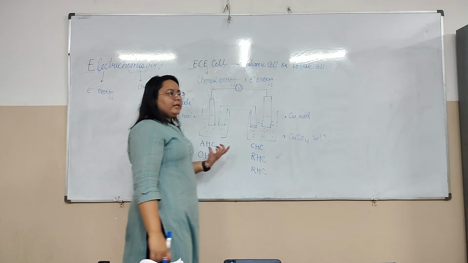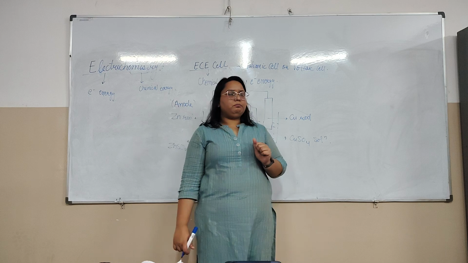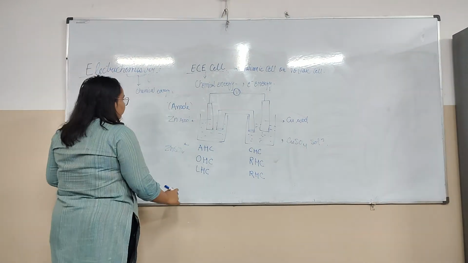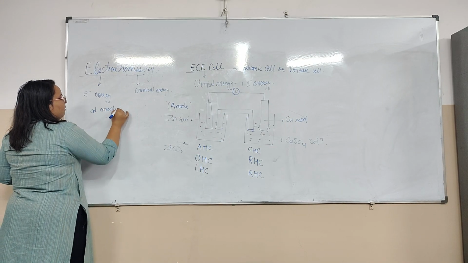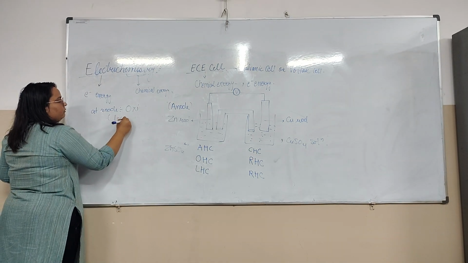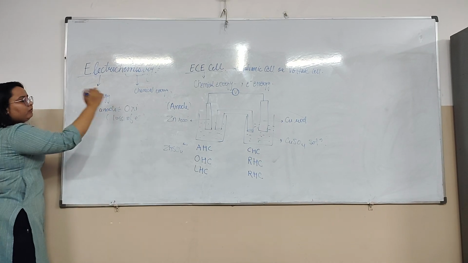Now, oxidation means loss of electron or gain of electron? Loss of electron. Now see, here we have taken zinc. So what will happen at the anode? At the anode, oxidation will happen. Oxidation means loss of electron. Who will lose electron? Zinc will lose electron.